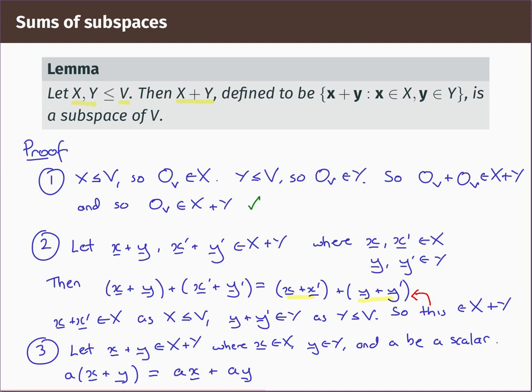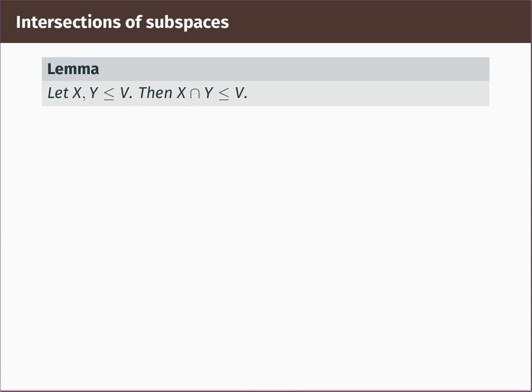Now the first thing is an element of X because X is a subspace and so closed under scalar multiplication. And the second thing here is an element of Y because Y is a subspace, so it is closed under scalar multiplication. So this is in X plus Y as Ax is in X and Ay is in Y, because X and Y are themselves subspaces. Okay, we checked all three conditions, and so this thing X plus Y really is a subspace of V. We're now going to do the same thing for intersections.